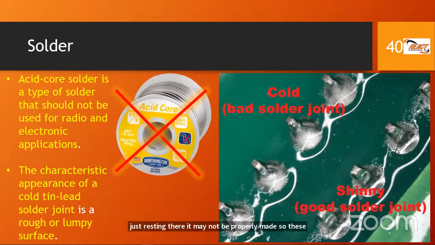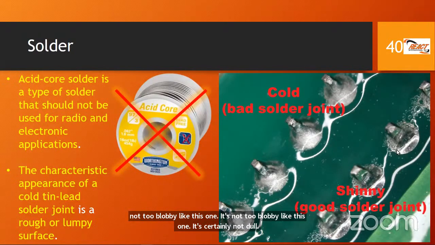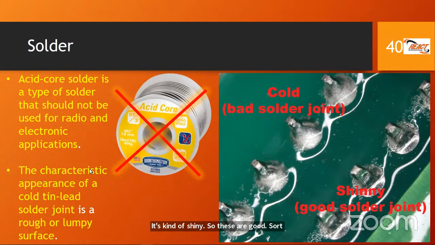On the right-hand side, notice how they are shinier. They seem to be a little more integrated. It's not too blobby like this one. It's certainly not dull. It's kind of shiny. So these are good solder joints. And you need to know that for the exam, that the characteristic appearance of a cold tin lead solder joint is a rough or lumpy surface, which is this across here. So these are bad solder joints. Cold tin lead solder joint, rough or lumpy or dull. And good solder joints are nice and shiny. So these are the two exam questions.